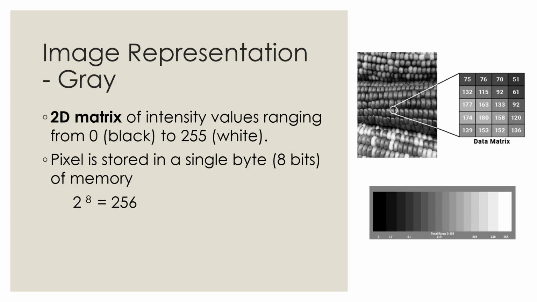Whenever a pixel is stored in memory with a single byte, that is of size 8 bits, then the number of gray levels will be 2 power 8, which is 256. This 256 is represented as 0 to 255. So 0 to 255 are the possible gray levels whenever the image is stored in single byte memory.